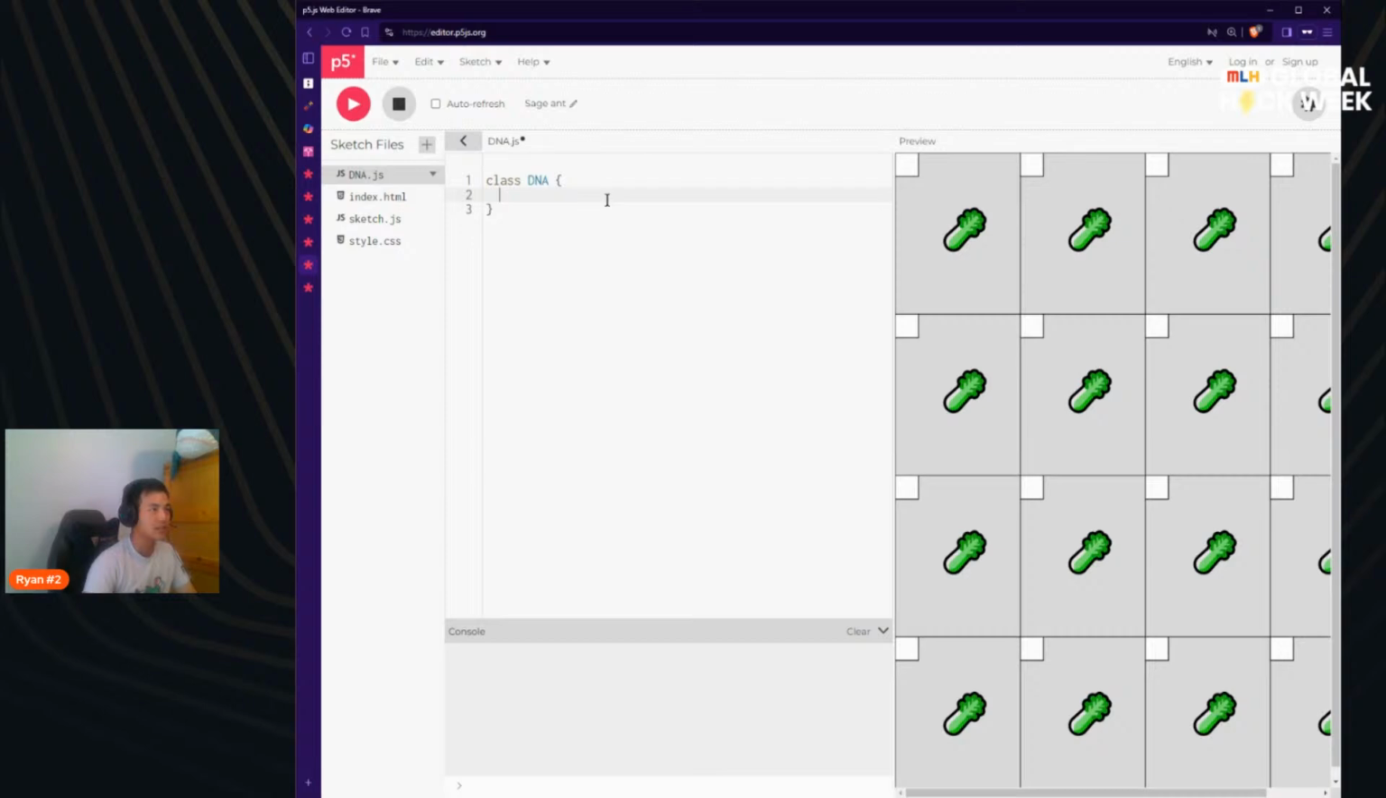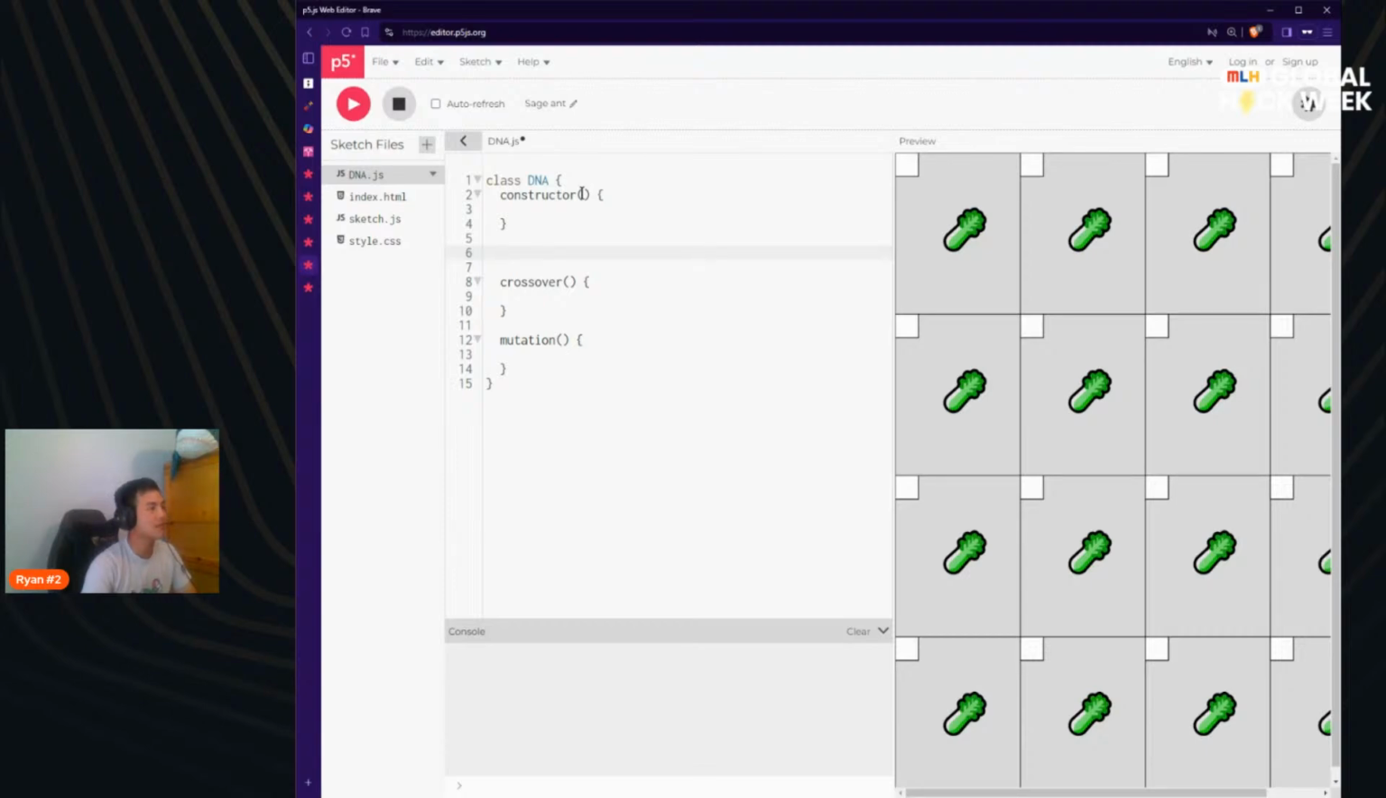So we're going to make a class that's called DNA, and we need to implement a few things. We need to implement a constructor. We need to implement crossover and mutation. We're going to leave the selection stuff to our population class.